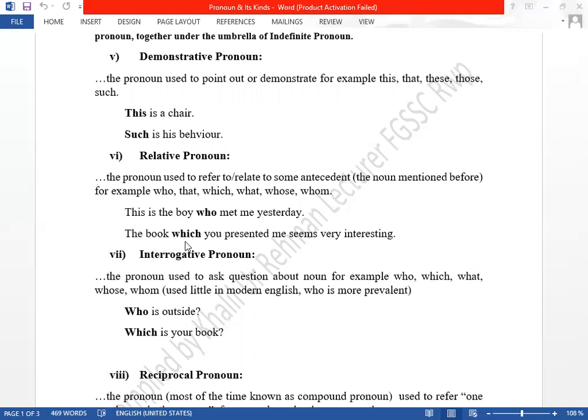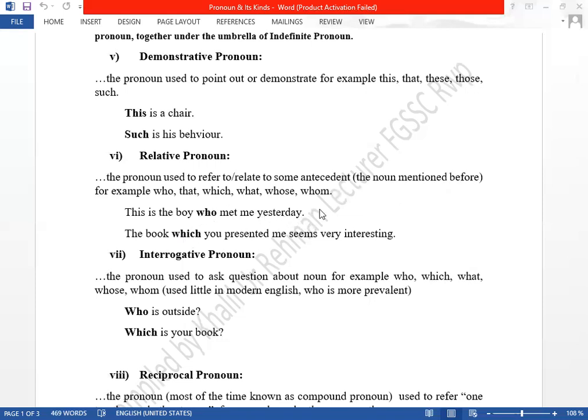But dear students, you should keep in mind that who is used for human beings in most cases, and sometimes it might be used for animals, but which can be used only for non-living things or animals, but not for human beings. So who and which, though both perform the same function, are specified for different things. Who is specified for human beings, and you can also use it for animals, but not for non-living things. Which is specified for non-living things, and sometimes you may use it for animals, but not human beings.